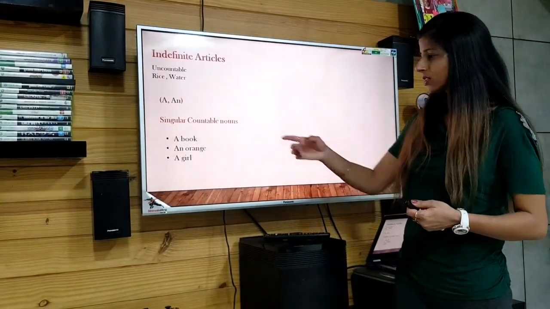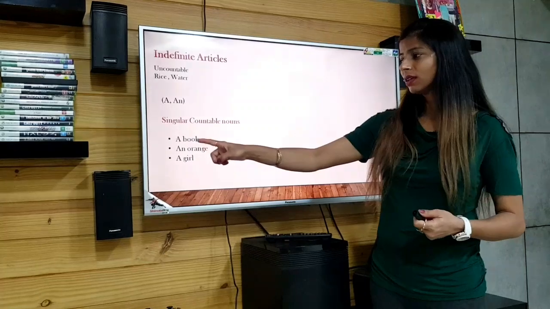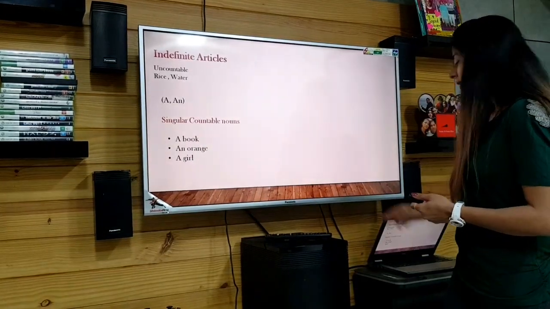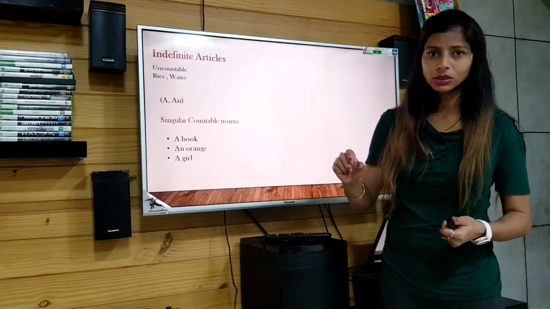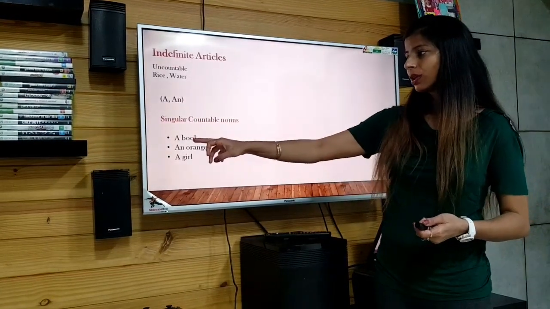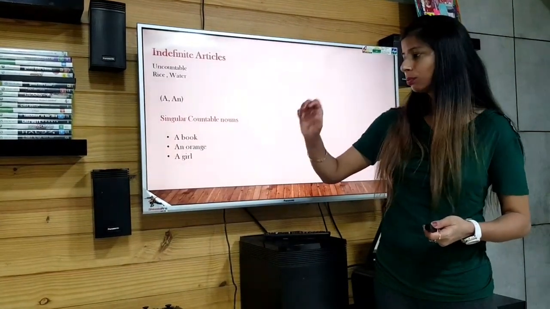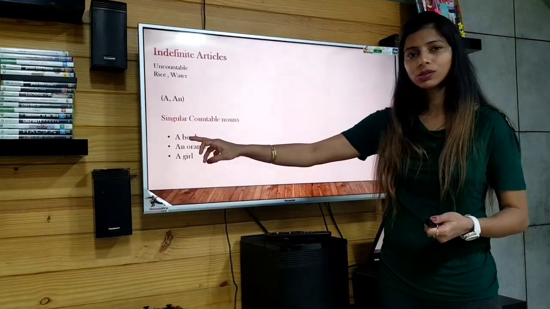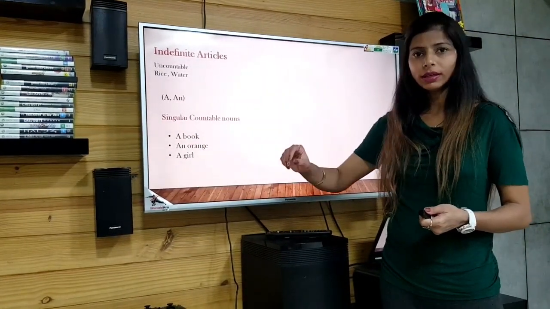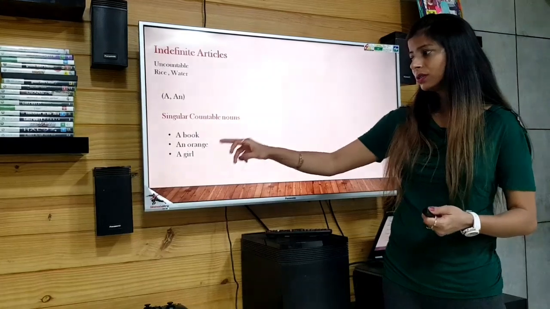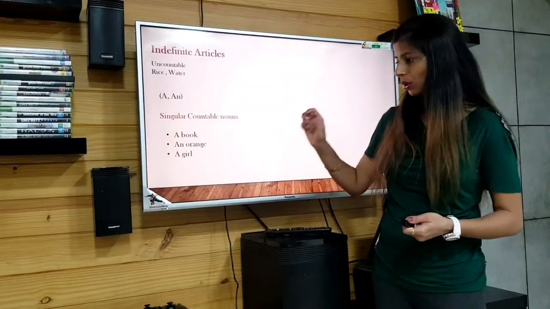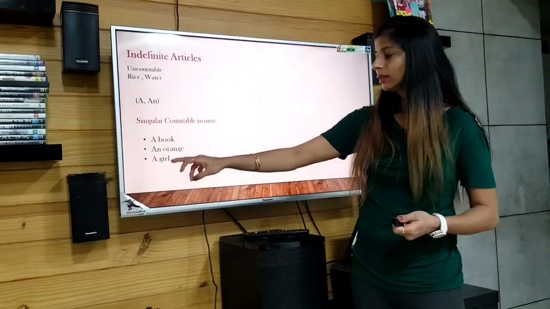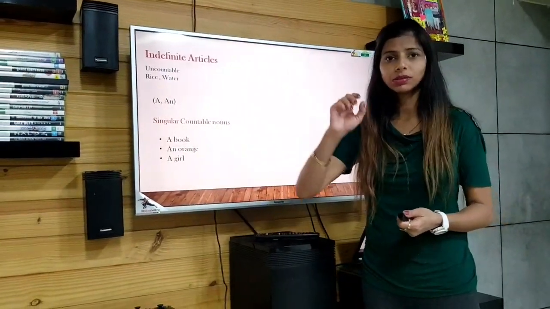And what is that? Here we are choosing a or an right before the sounds, the vowel sounds, right? So here we have taken a book, because it is a consonant sound, so we have used a with that. And orange, we have taken an with that because here is a vowel sound. Girl, again a consonant sound, we have used a with that.